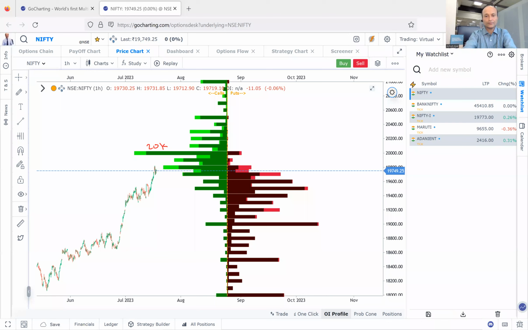और यहां पर राइट साइड में अगर आप देखेंगे तो पुट साइड पे जो मेजर बिल्डअप है वो है 19,500 पे. वो ऑब्वियस है, लेकिन आज के दिन में नहीं हुआ. So there are two colors that you see. One is the dark color and other is a fluorescent color. Fluorescent color is the change in open interest. So what we are seeing here is the change in open interest, which is much more important than the open interest itself.